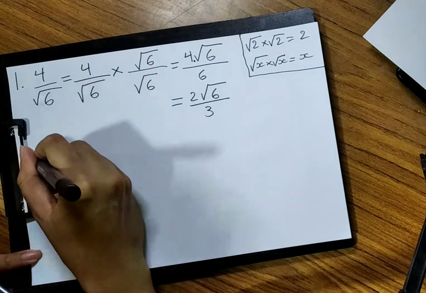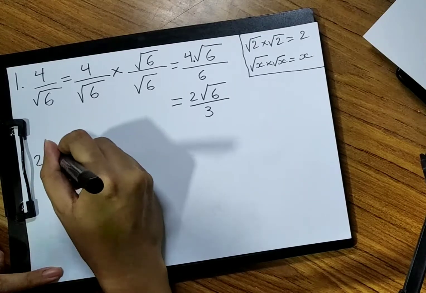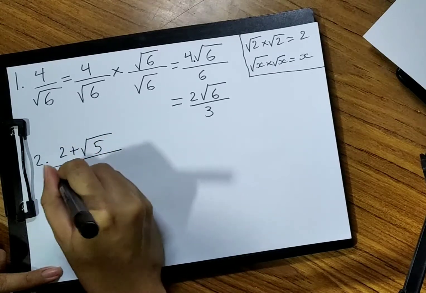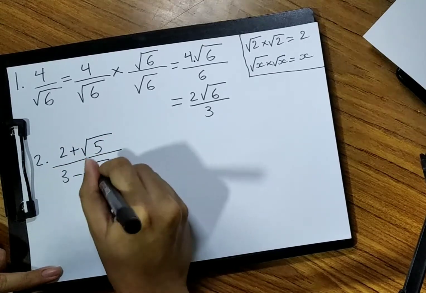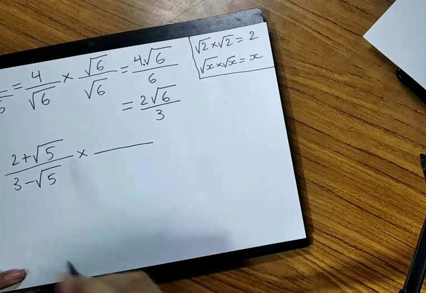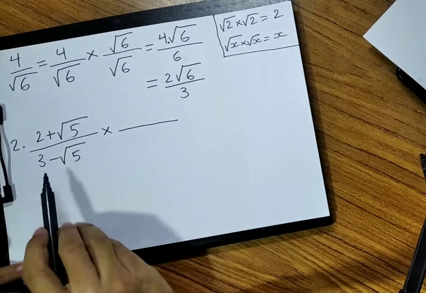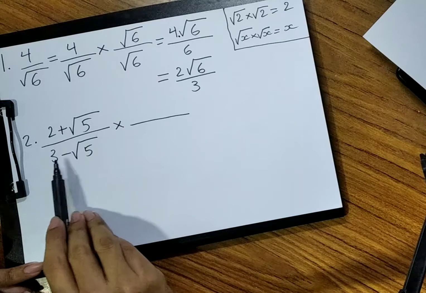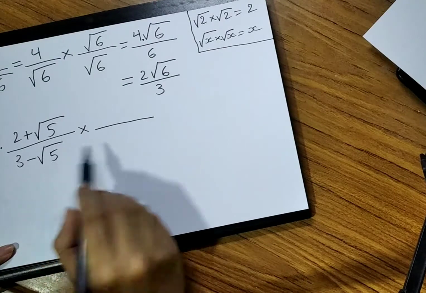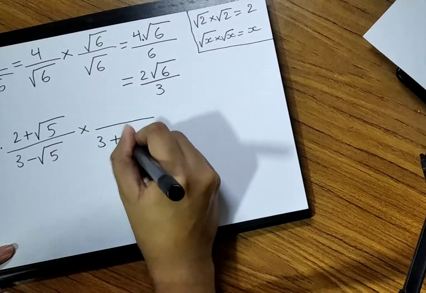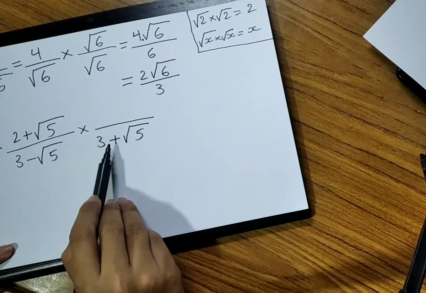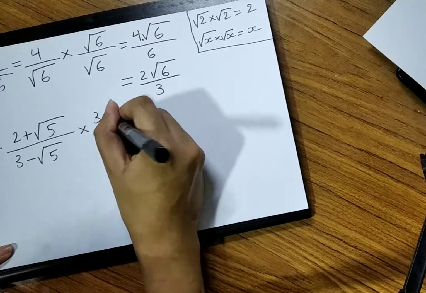Okay? Now, for question number 2, we have 2 plus root 5 divided by 3 minus root 5. How are we going to change it? It's actually quite simple: we're just going to multiply with another thing. In this case, please check, over here it says 3 minus root 5. So if you want to completely remove the surd, multiply the denominator with 3 plus root 5. And since we multiply the denominator with this, the numerator will be multiplied with the same thing, so 3 plus root 5.